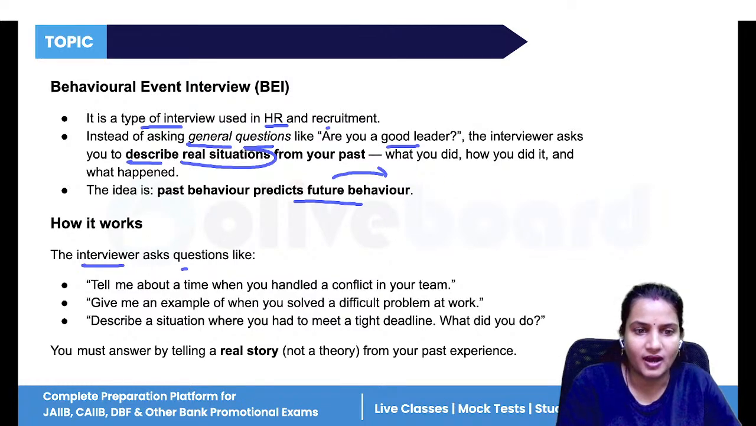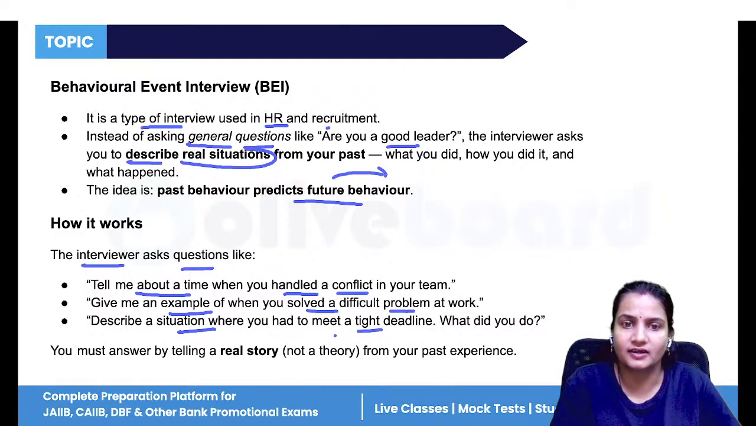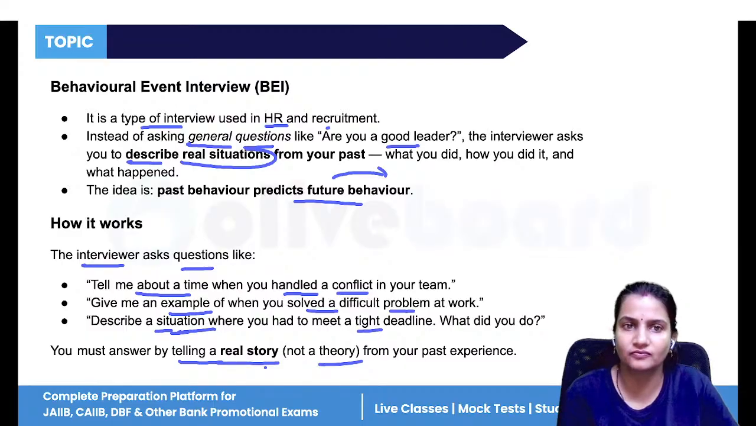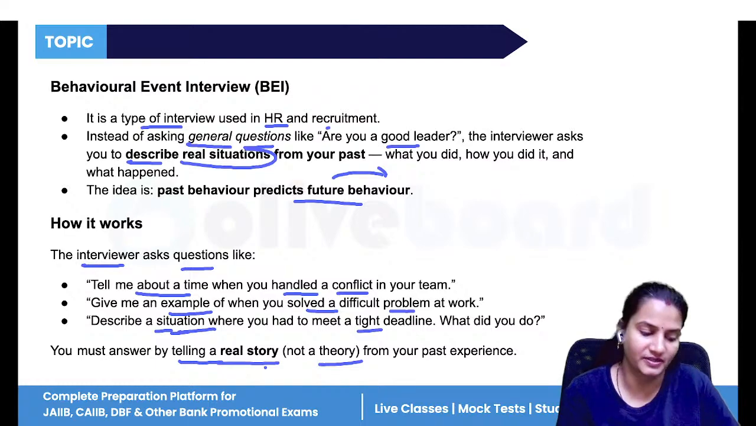Like the interviewer asks, tell me about a time you handled a conflict in your team. Give me an example of when you solved a difficult problem, or describe a situation when there was a tight deadline and you did not complete it. How did you react, how did you manage that situation? So the answer is telling a real story. What you have already faced, you will describe in front of the interviewer, and the interviewer will judge you on the basis of your past experience.